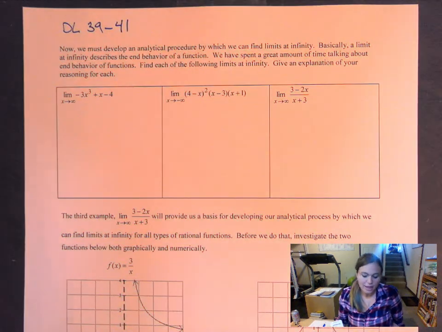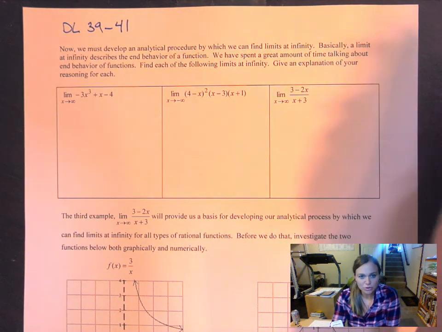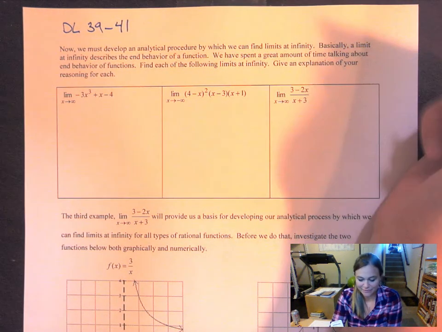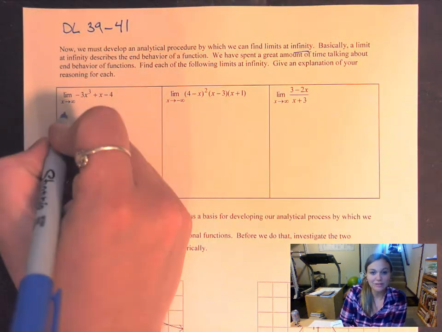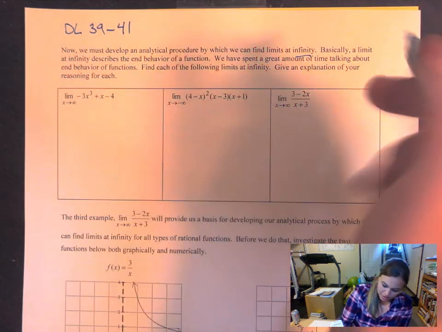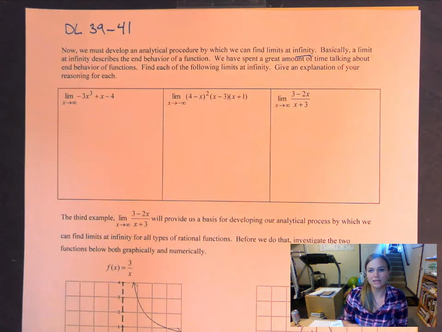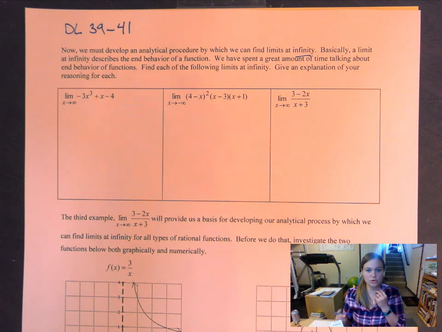Okay, so now we're going to try to figure out an analytical procedure, like what's some algebra that we can do to find limits at infinity. So what I mean by that, like a limit as x approaches infinity. So this describes the end behavior, like what's going on. Is there a horizontal asymptote? Is there no horizontal asymptote? Is there a slant asymptote? Don't worry, we're not going to get into too much detail with that, but we want to think about what's happening at the end of a graph.